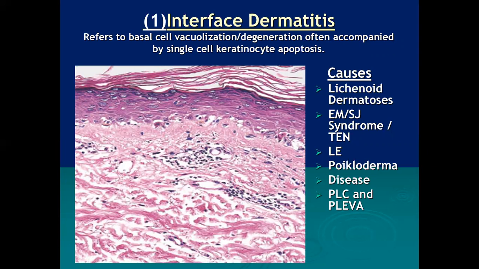And what are the different interface dermatitis? All the lichenoid dermatoses are interface dermatitis. What are the lichenoid dermatoses? I will explain in the next slide. Other interface dermatitis include erythema multiforme, Stevens-Johnson syndrome, and TEN, lupus erythematosus, both DLE, SLE, and subacute LE, poikiloderma, and in diseases like pityriasis lichenoides chronica and PLEVA.